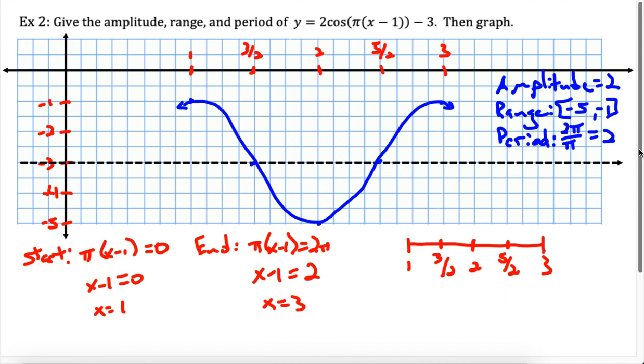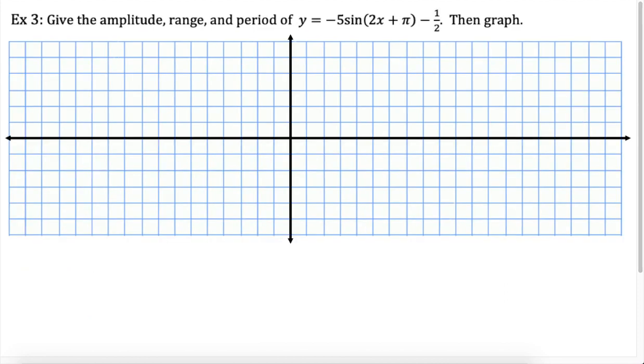Okay. Let's go through a couple more here. And in these next two, there are a couple of different things. Notice this one will have a negative sign, so we will actually be reflecting this one. And we're going to have to factor out the b value. But let's start with labeling the y-axis.